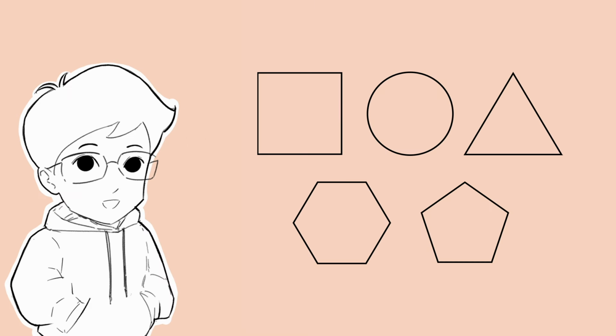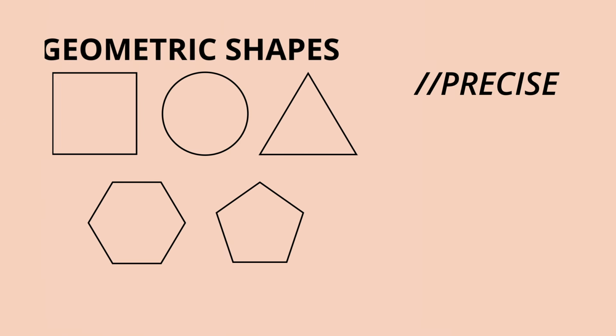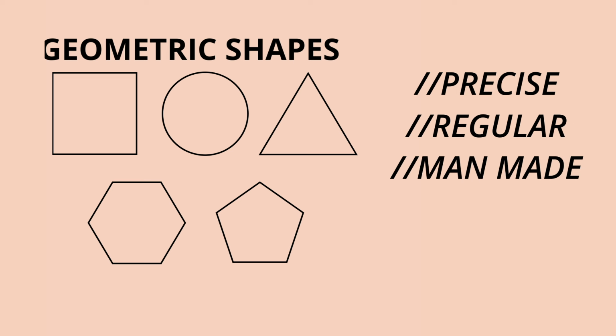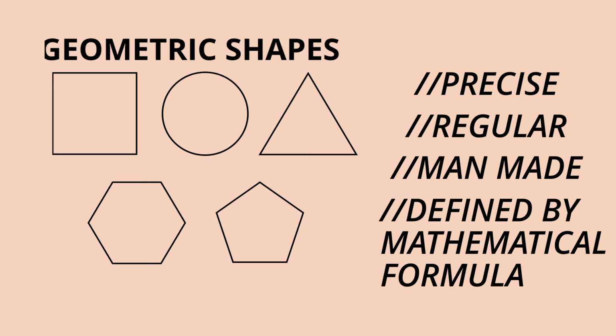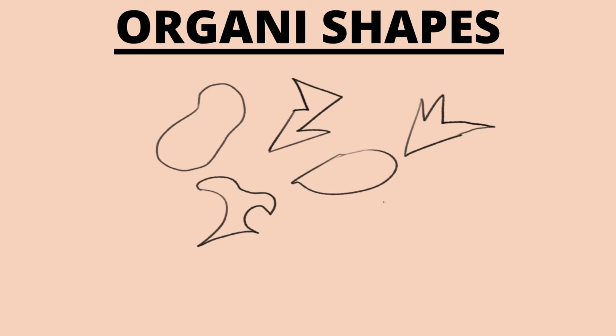Now, all the shapes that I have been talking about are called geometric shapes. These are precise, regular, and often man-made shapes that can be defined by a mathematical formula. Organic shapes, on the other hand, are irregular, random, and often found in nature. You cannot predict them or define them by any mathematical formula.